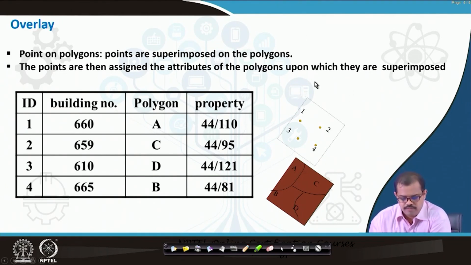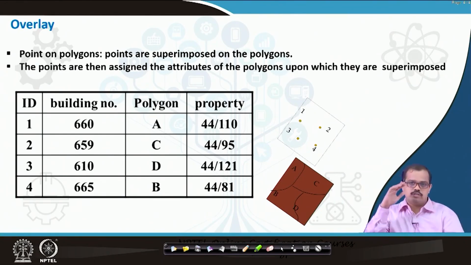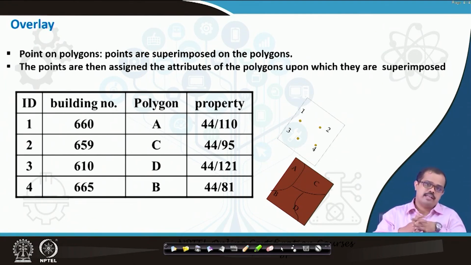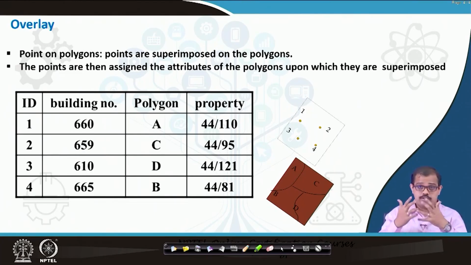Okay. So when you are looking at points on polygons, here the points are superimposed on polygons. For example, there are four pieces of property, A, B, C, D, and we have four IDs which are representing four building numbers. If there is a building number in property A, it has a certain property number, that is 44 by 110, represented by 1. Now suppose you have allotted it to someone and it has to be developed as a property. If someone wants to analyze what kind of soil is there, how the foundation has to be laid, etc.